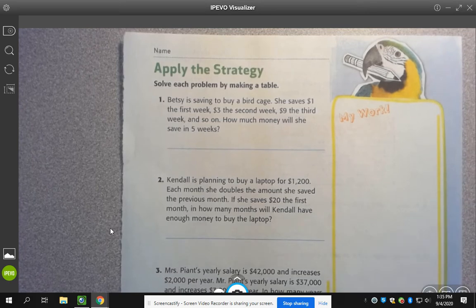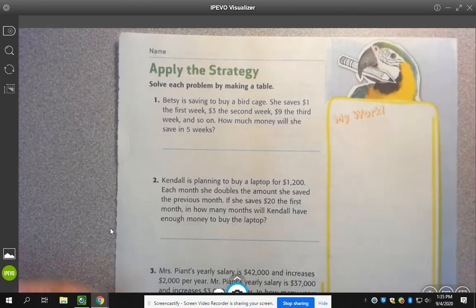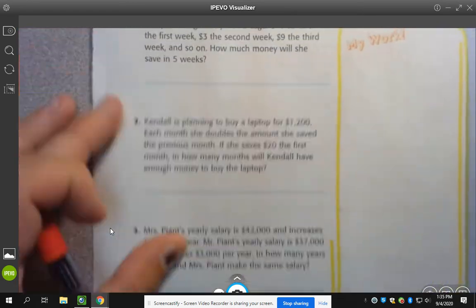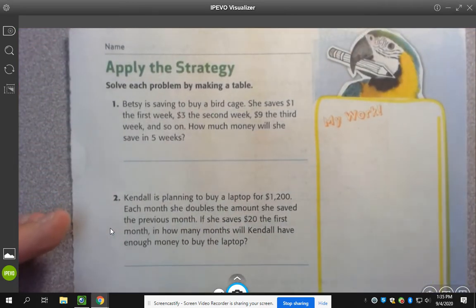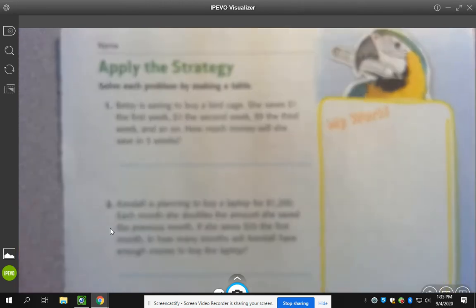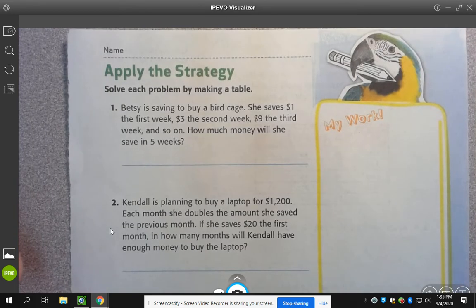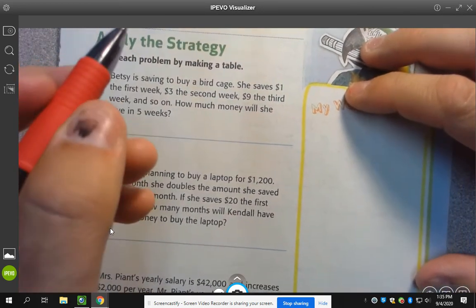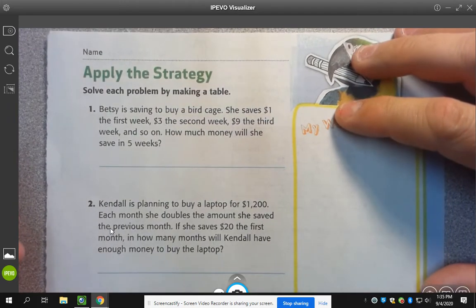Betsy is saving to buy a bird cage. She saves $1 the first week. She saves $3 the second week, $9 the third week, and so on. How much money will she save in 5 weeks? So if we're going through here and saying what we know, well, we know what? What do we know? Asher?